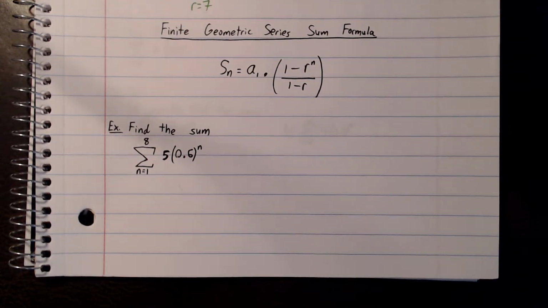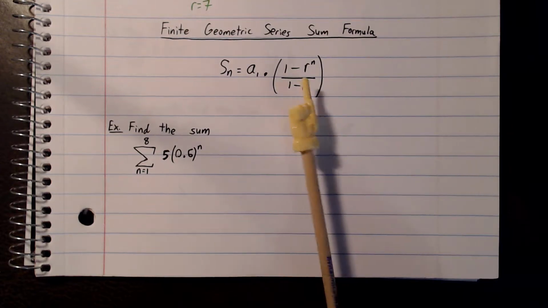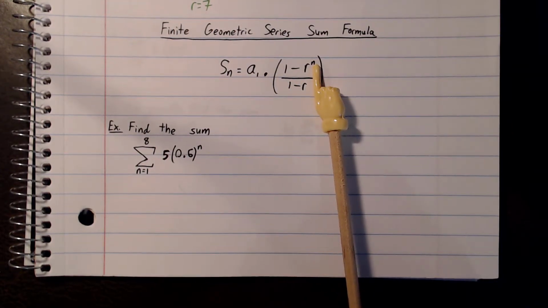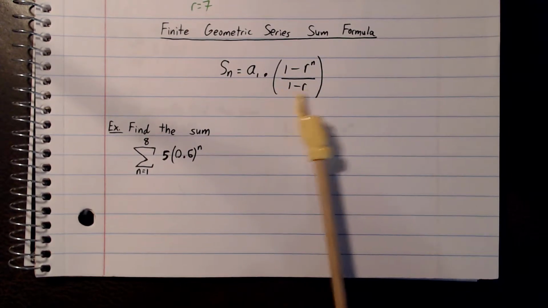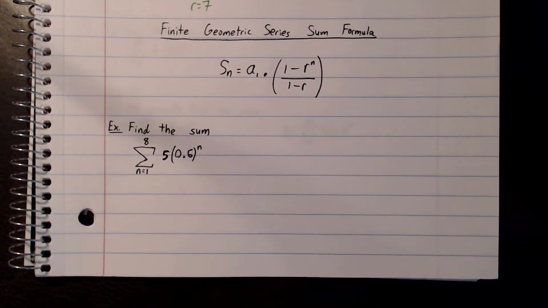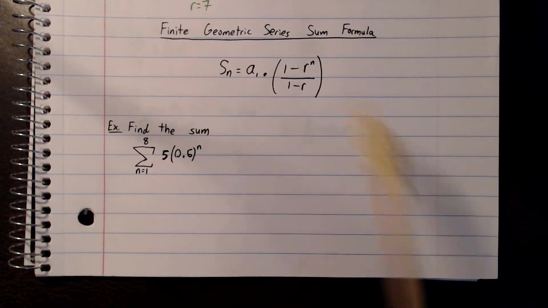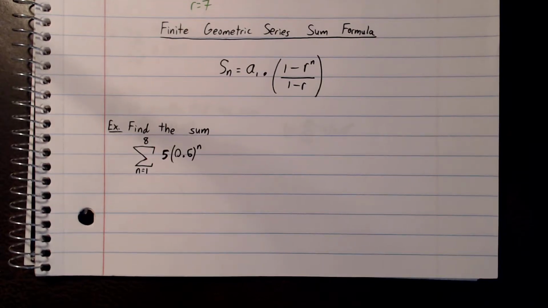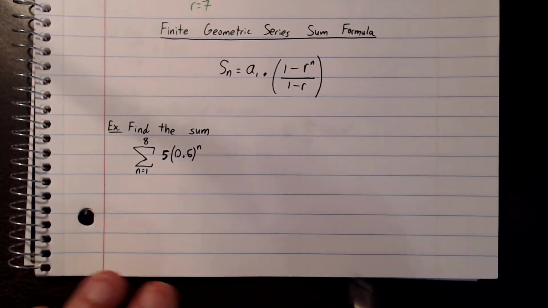It tells us that we need the first term, and then we're going to multiply by this weird fraction, which is 1 minus the ratio to the n power, divided by 1 minus r. So as long as we have a few of these things, it's basically another plug-in, let the calculator do most of the work for you type problem, right? So let's check it out.